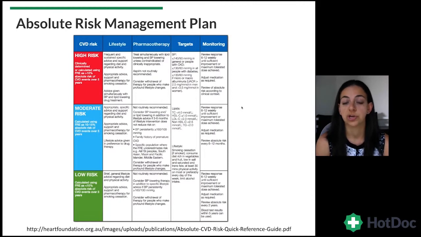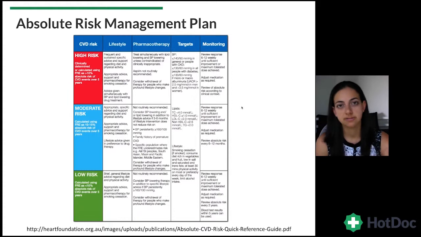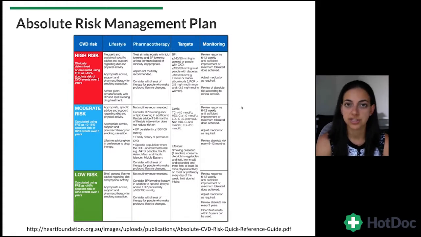lowering and blood pressure lowering medication, unless contraindicated or clinically inappropriate. If we move down to the moderate risk and even low risk, we see that the first line is that pharmacotherapy is not routinely recommended. Why is that? Because we're looking at trying to manage these risk factors with non-pharmacotherapy ways. So more looking at lifestyle modification options and referrals to allied health as appropriate, such as exercise physiologists or dietitians.